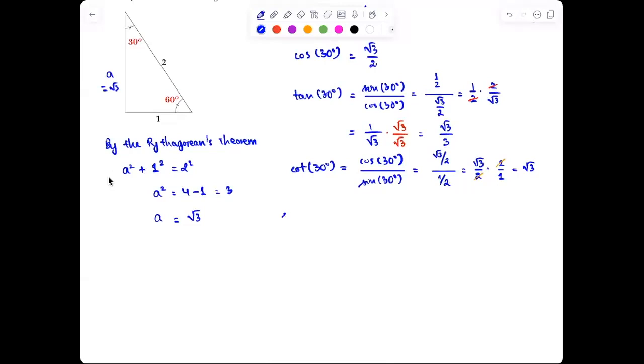All right. Now secant of 30 degree angle is 1 over cosine of 30. So that is 1 over root 3 over 2, which becomes 2 over the root 3. And again, radicalize the results. So you multiply and divide by root 3. And you're left with 2 root 3 over 3.